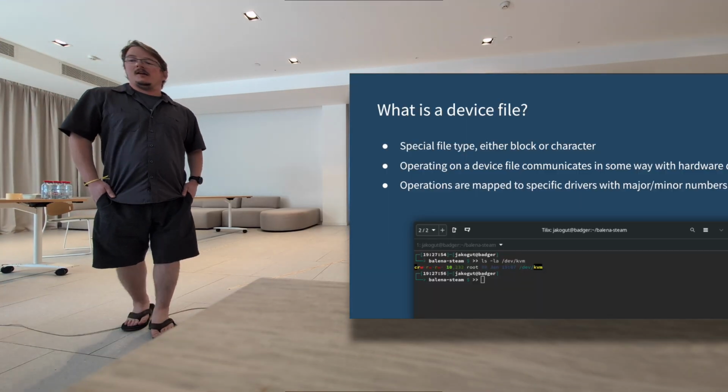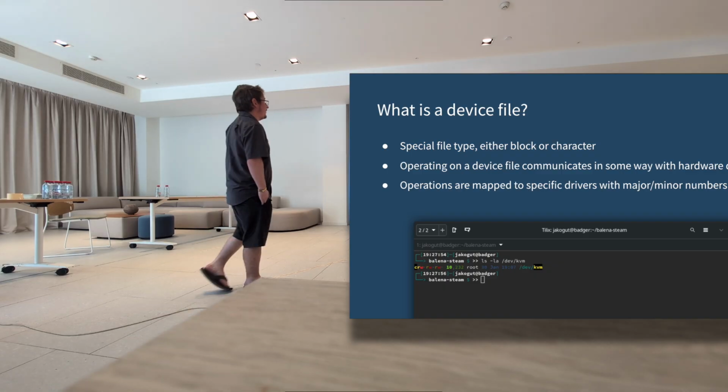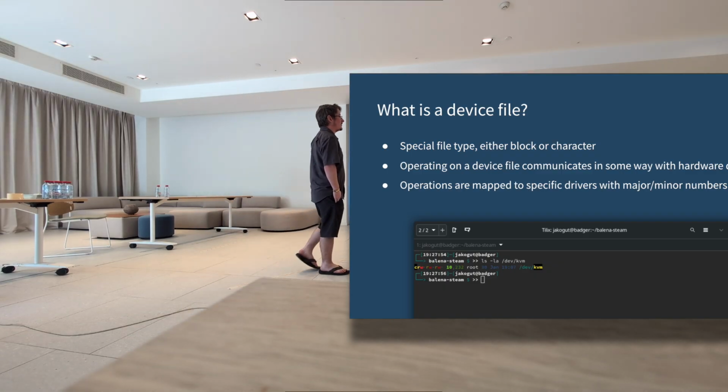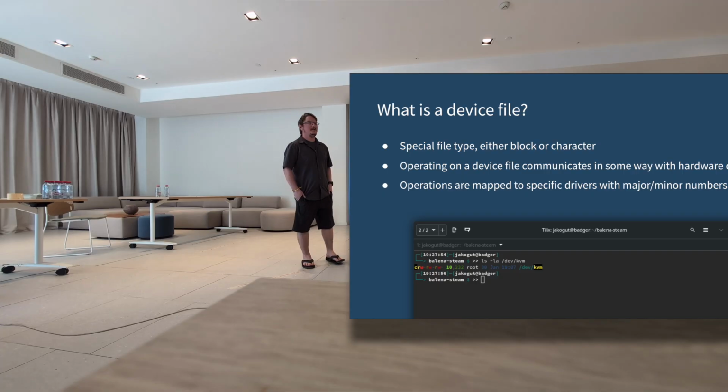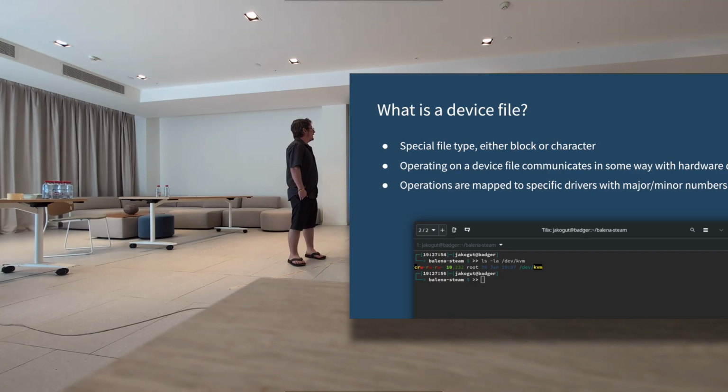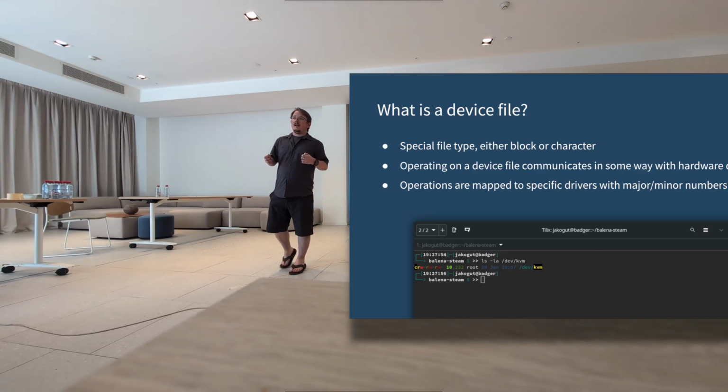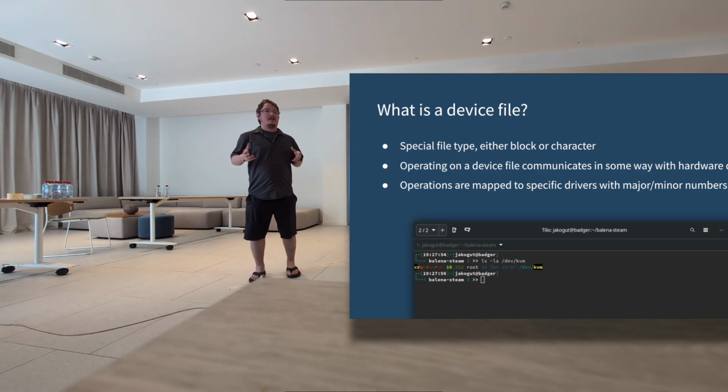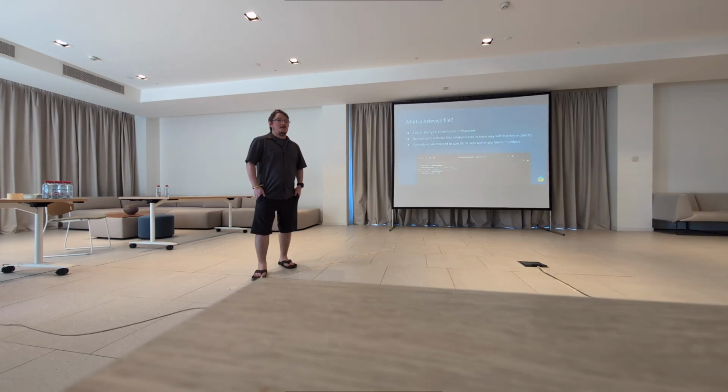So what is a device file? It's a special file type, typically either block or character. I'm actually not aware of another type of device. It's just block or character. Operating on a device file communicates in some way directly with the hardware. And you use system calls like open, read, write, and ioctl, for I-O-C-T-L. Kernel developers typically say ioctl. And then you do operations on those files.